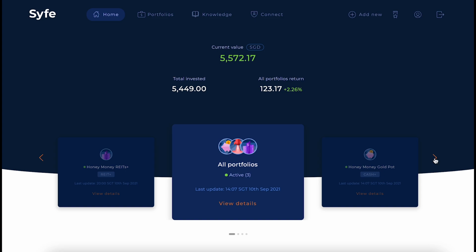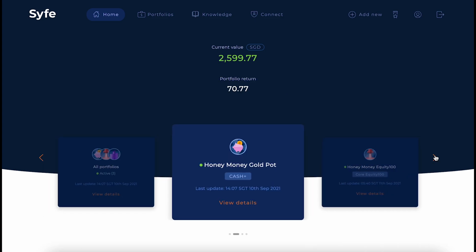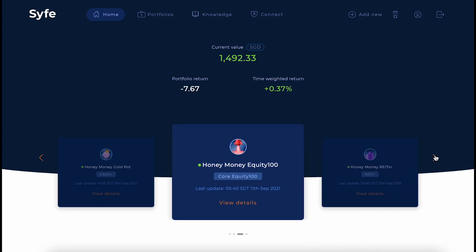If you look at this home dashboard, then you can see, this portfolio doing like that, okay. This portfolio not so okay, but never mind, I still earn some referral bonus. In the end, still balance. So really, that's the appeal of Syfe.